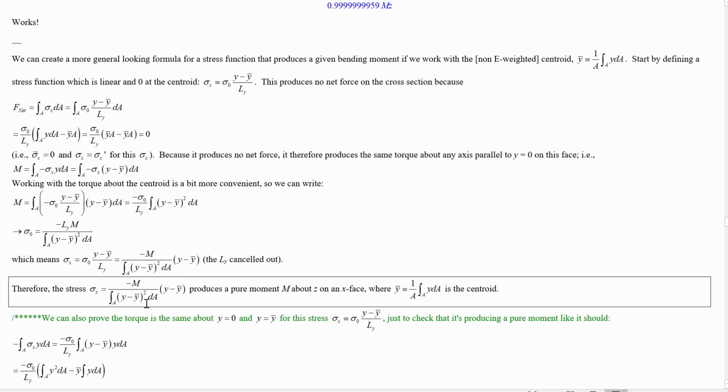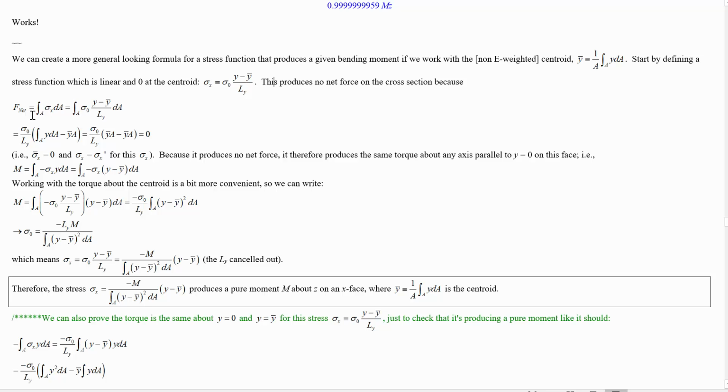First, we just do the same formulation by starting with this function. So this says we're going to start with a sigma naught (y minus y bar) over Ly. And it turns out that this thing produces no net force, and we can prove this analytically based on the definition of what y bar is.